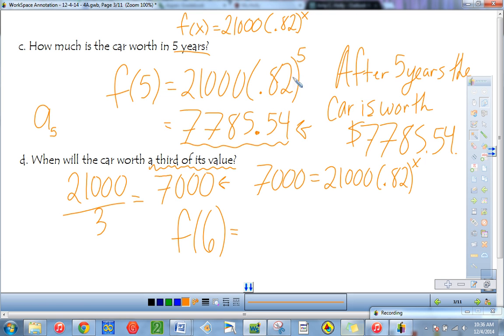What's f of 6? 21,000 times 0.82 to the 6th power. What do you get? 6,384 and 14 cents. So when does it fall to 7,000? Somewhere between 5 and 6 years. That is a perfectly acceptable answer for what we're doing right now.